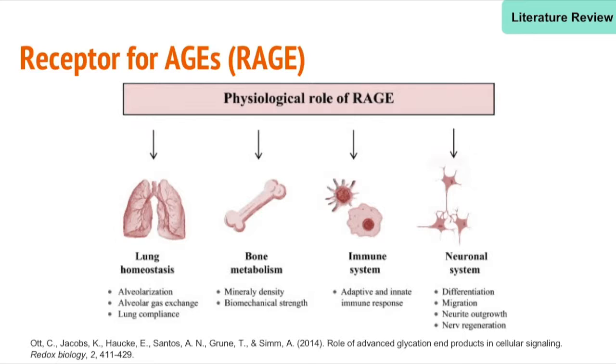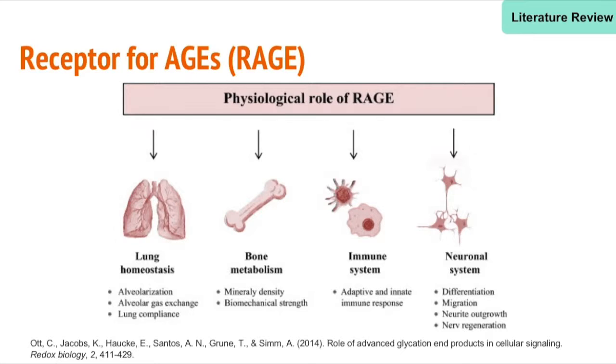RAGEs are also important to mount an immune response against pathogens and contaminants. Lastly, RAGEs are important for the differentiation of cells in the nervous system into neurons, glia, and other specialized cells. These receptors also trigger the migration of neurons from one part of the brain to the other, and they are also crucial for nerve regeneration whenever there is nerve damage due to injury and trauma.